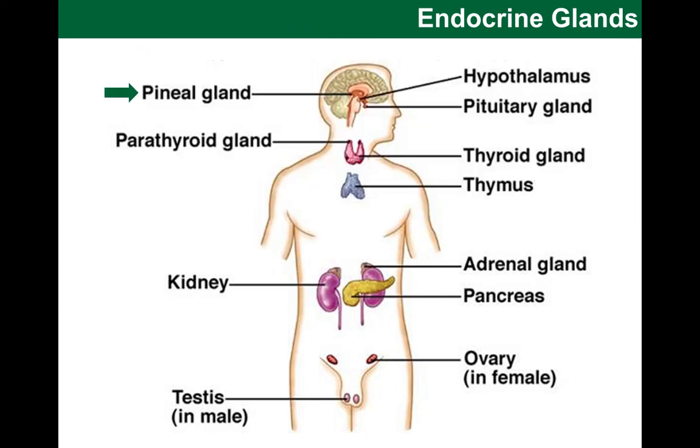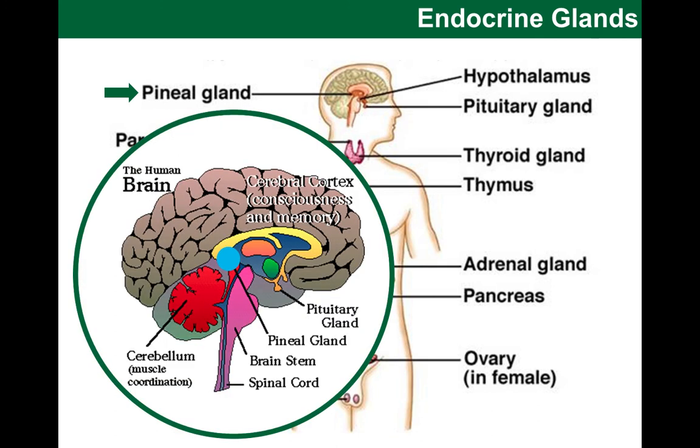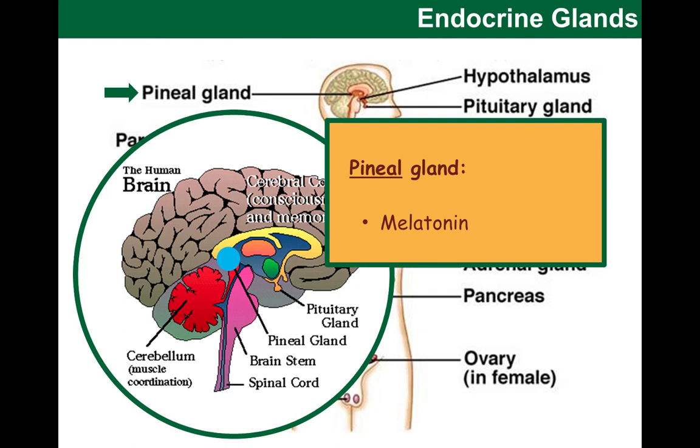Next, I want to mention the pineal gland. This is located by the third ventricle of the brain. It is an important gland for producing melatonin. And we remember that melatonin is what controlled the sleep-wake cycle.